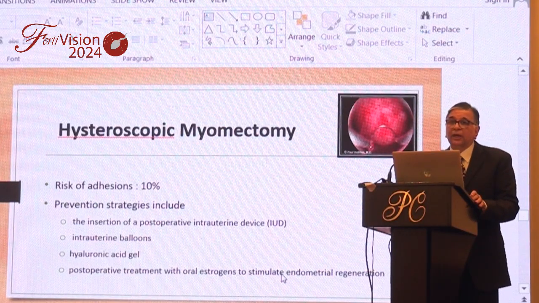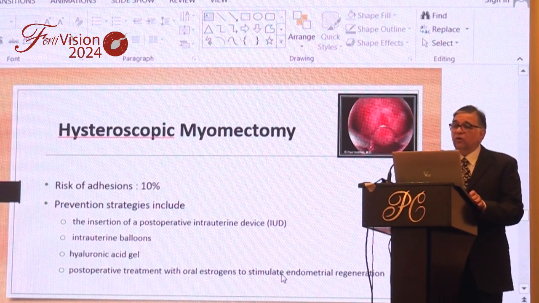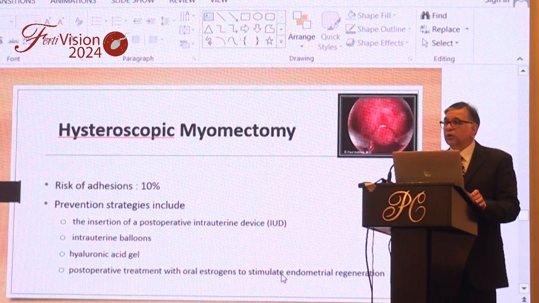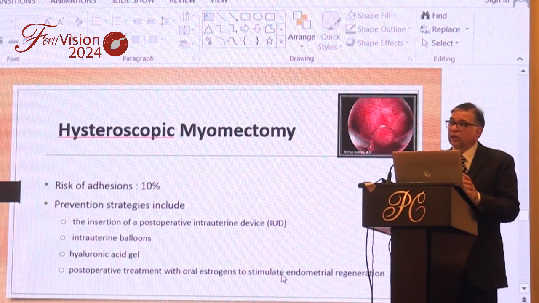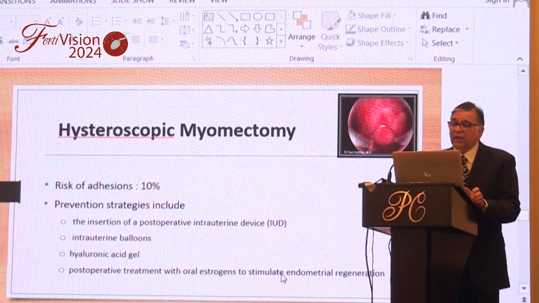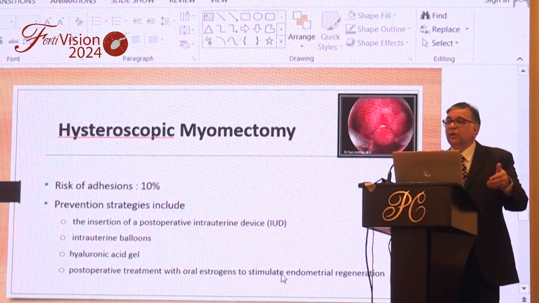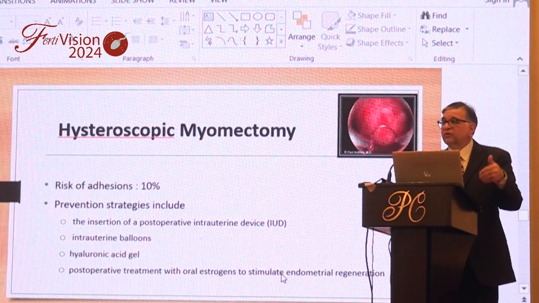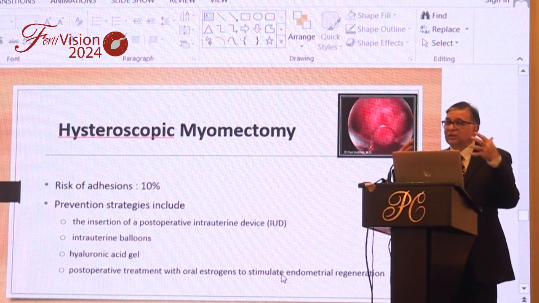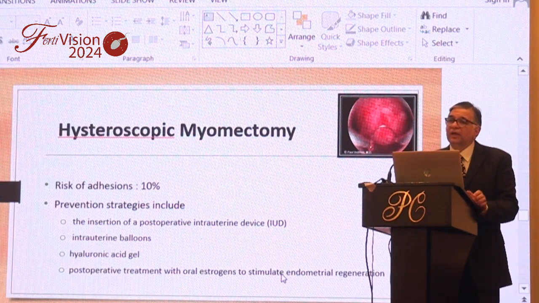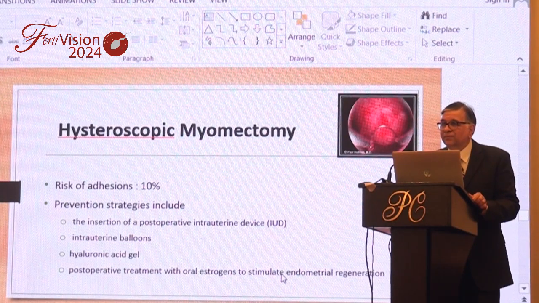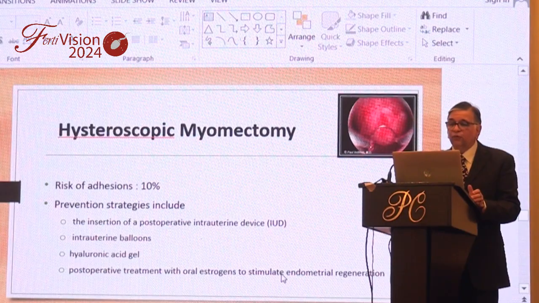You can probably do it later as well. That is of benefit or not, I do not know. You can use intrauterine balloons. You can use hyaluronic acid gel. You can put them on oral contraceptives or hormones to make sure that they have predictable good bleeds, and bleeds are anti-adhesions, because if the endometrium sheds, then chances of adhesions forming in the uterine cavity is a little less. So you need to pick and choose if any of these modalities are for you.